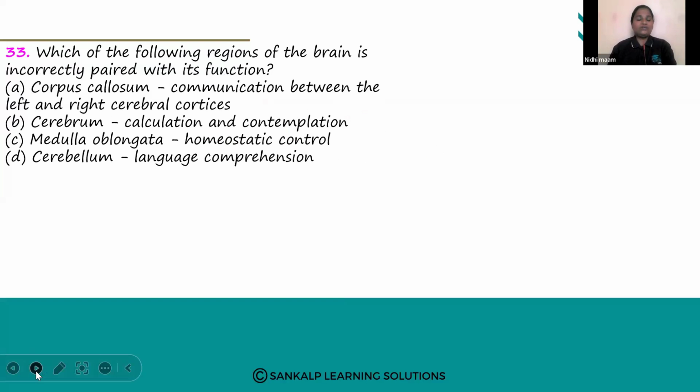Next, which of the following regions of the brain is incorrectly paired with its function? So they asked what? Incorrectly paired. Corpus callosum, communication between left and right cerebral cortices. Cerebrum, calculation and contemplation. Medulla oblongata, homeostatic control. D, cerebellum, language comprehension. So, which of the following regions of the brain is incorrectly paired with its function? Which is wrong, they are asking. Yes, try to answer the question.